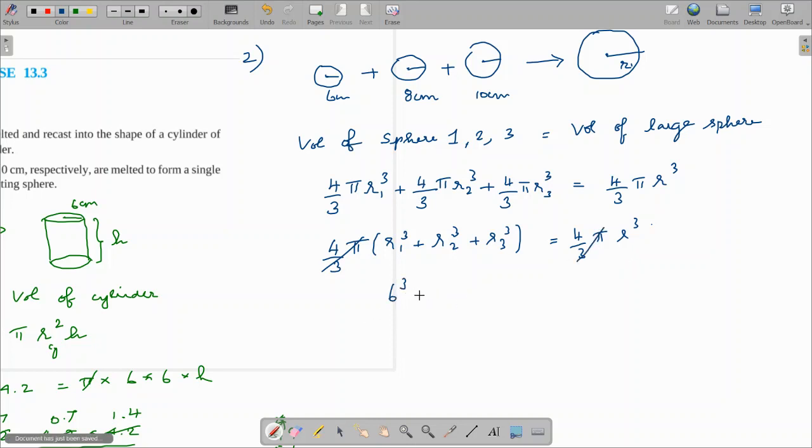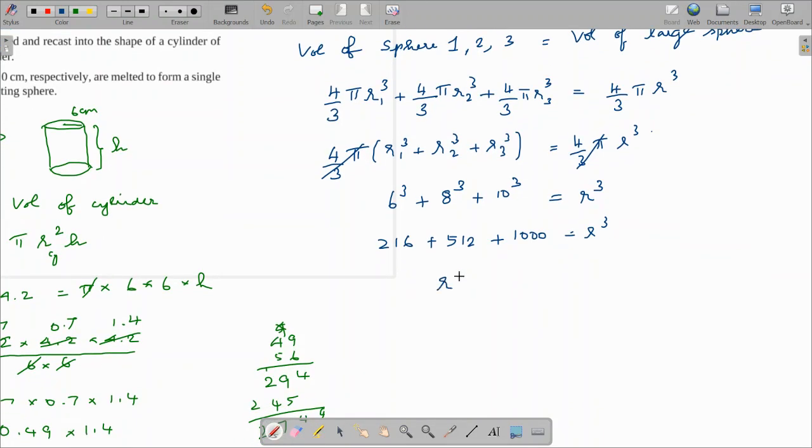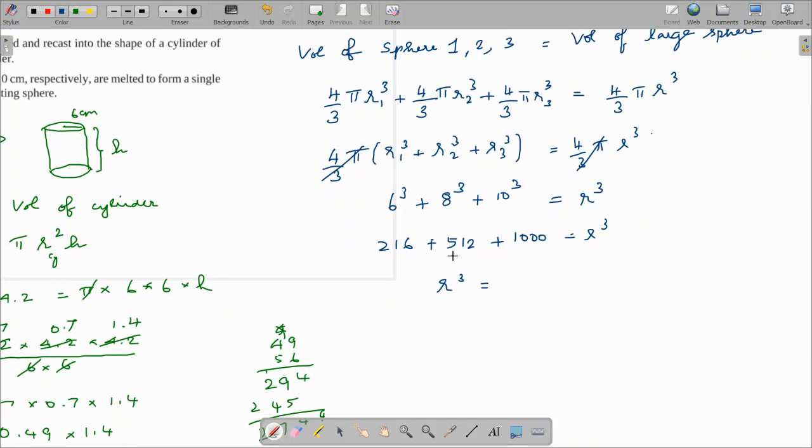So it's going to be 6 cube plus 8 cube plus 10 cube is equivalent to R cube. 6 cube is 216: 6 into 6 is 36, 36 into 6 is 216. And 8 cube is 64 into 8, which is 512, plus 1000. Now R cube is equivalent to, just adding everything up, 1728. This is a very familiar number.